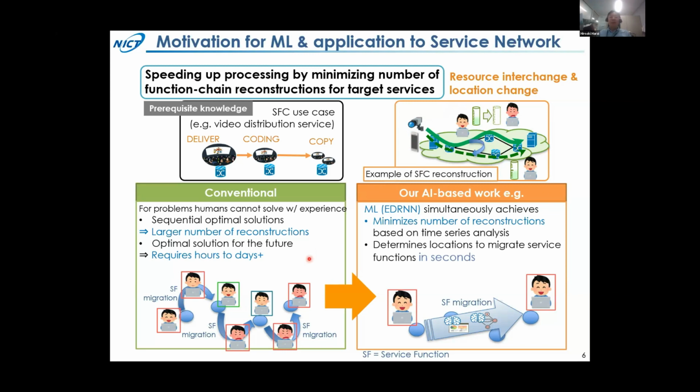Moreover, if we provide the optimal solution for the future by ILP, it requires hours to several days, because ILP cannot be solved in polynomial time and due to the variability of the target. On the other hand, in this work, we apply machine learning: an encoder-decoder recurrent neural network.